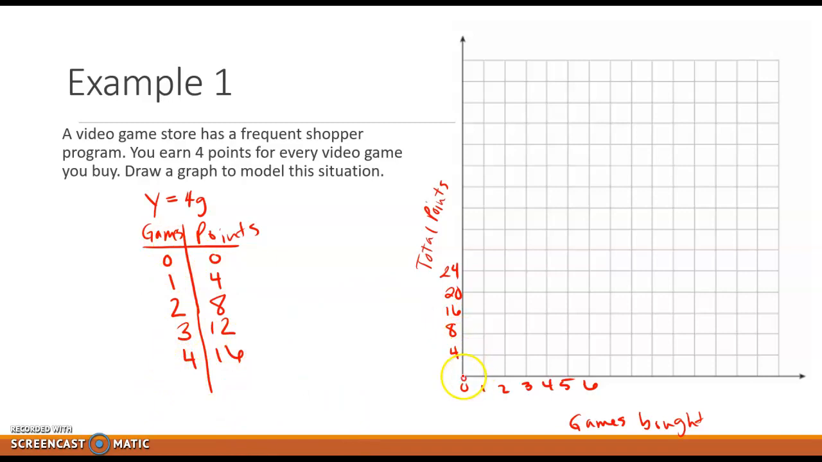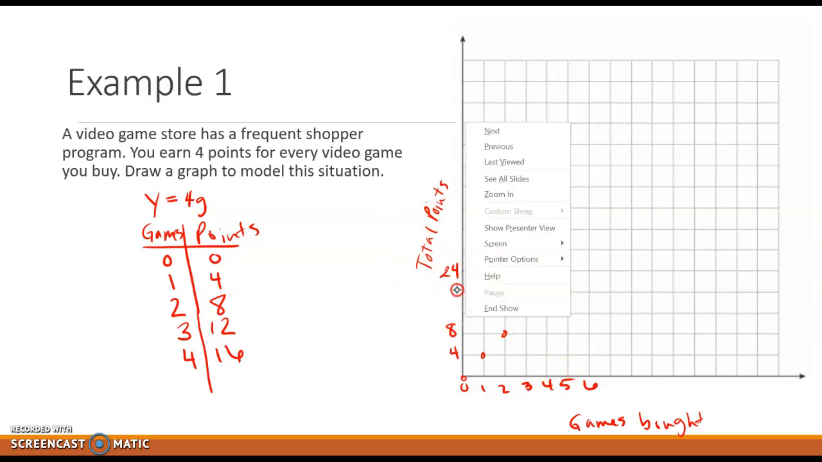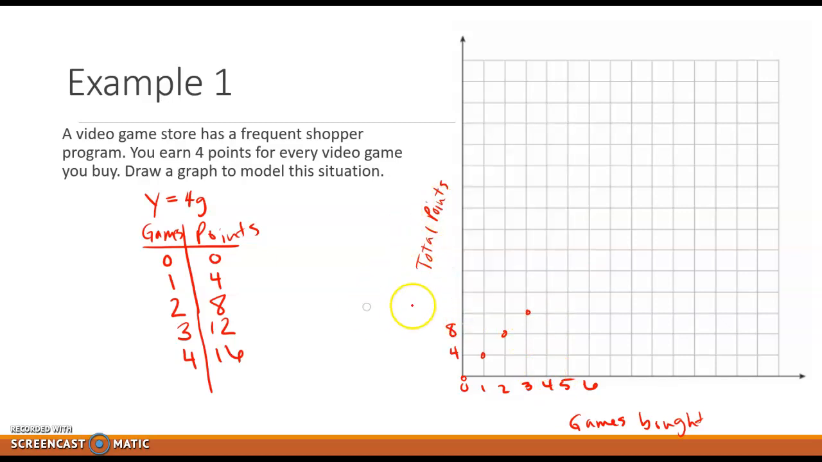So 0, 0, 1, 4, 2, 8, 3, 16. Oh, no one caught that one. Well, you may have, and you're going to call me out on it in class, and that's okay. 8, 12, 16, 20, 24. All right, 4, 16, and then we really could go on if we wanted to. So I have graphed to model the situation.